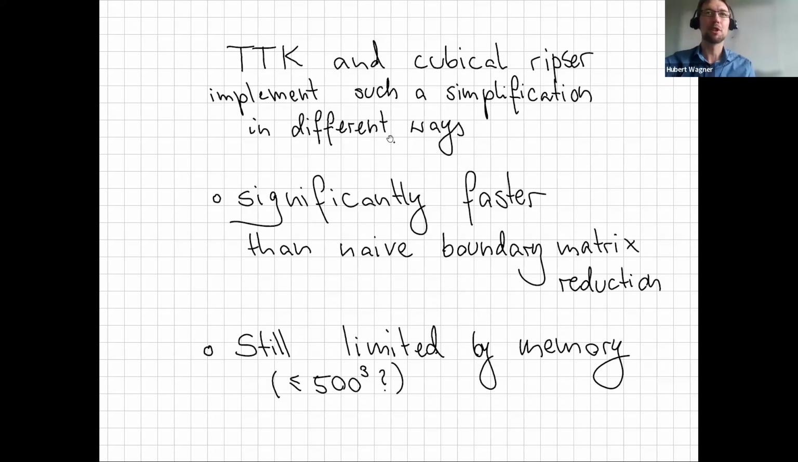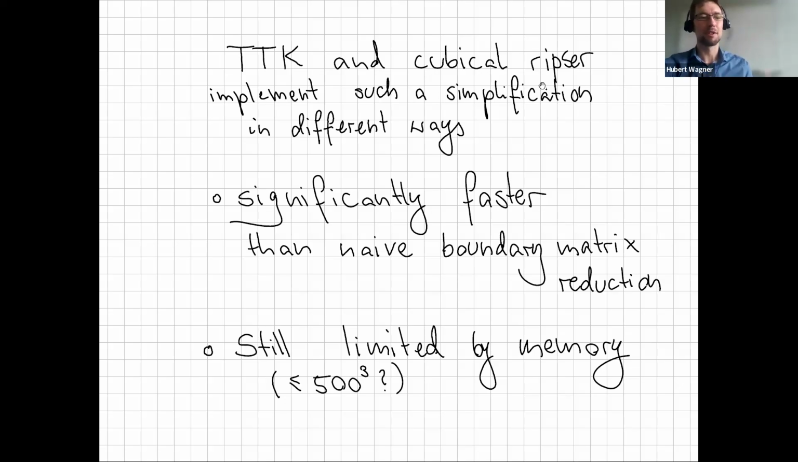One example of software which implements something very similar to what I just described is TTK, the Topology Toolkit. They have this Discrete Morse sandwich method, which I would say is now quite comparable with the kind of implementation that I mentioned. Another software trying to do a similar simplification is Cubical Ripser.